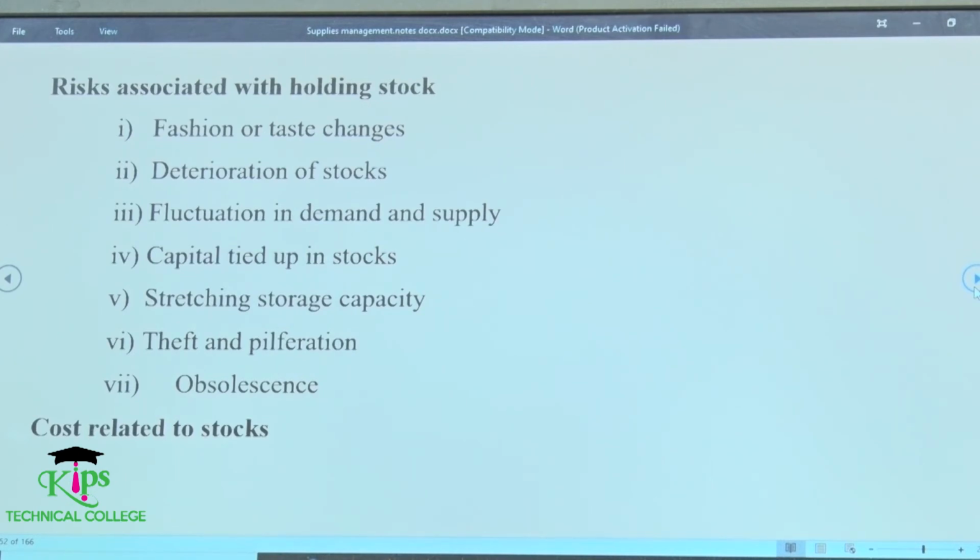Let's say you have a smaller store and you have a lot of inventory, so you require extra space to be able to store the extra goods. The other one is theft and pilferage. When you have a lot of stock in place, employees or even customers will be able to steal the inventory, and this can lead to losses to your organization.